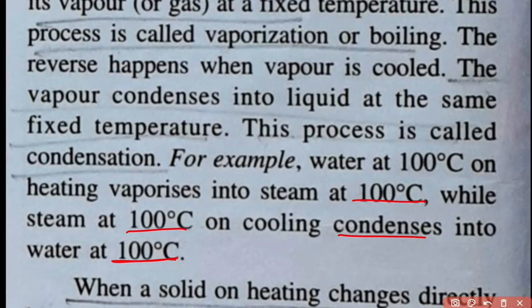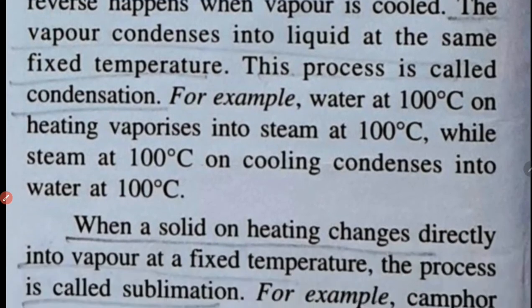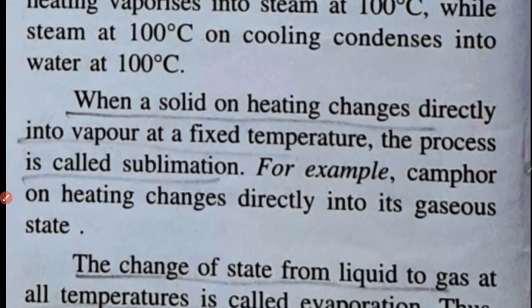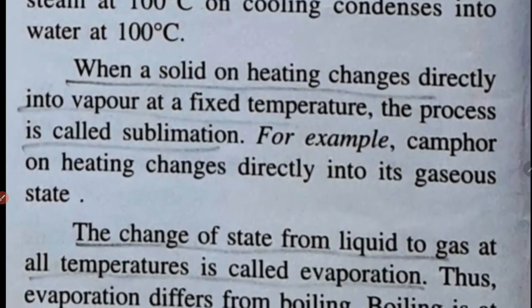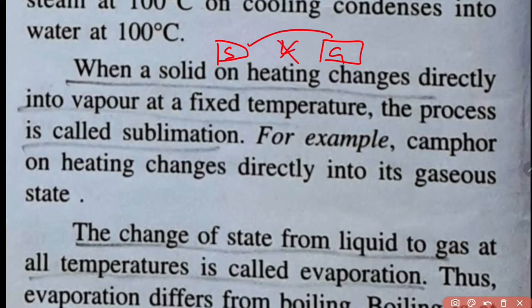Now going to the next point, when a solid on heating changes directly into vapor at a fixed temperature. Solid can be changed into gas directly without going into the liquid state. The process is called sublimation. For example, camphor on heating changes directly into its gaseous state.